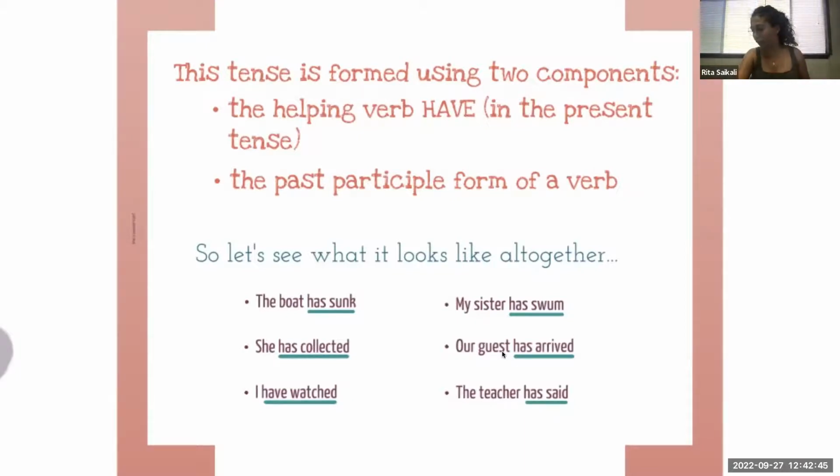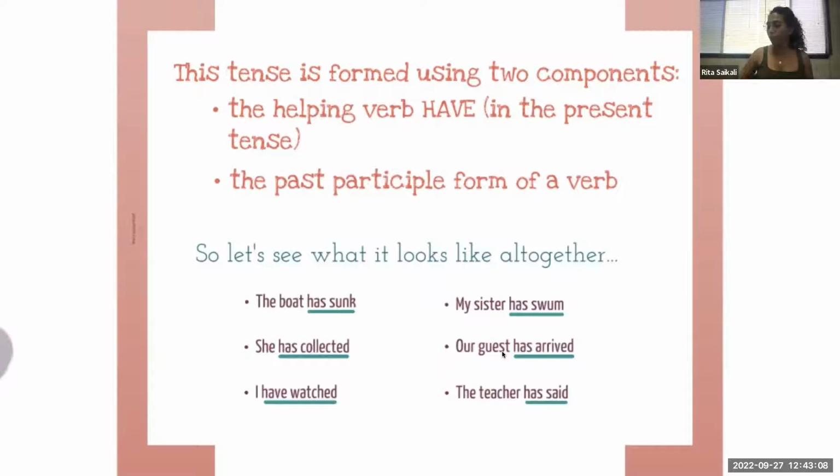It should be on your sink. Yeah, so sink, sank, sunk. It should be on here, I think. No, it's not on there. Okay, my sister has swum.